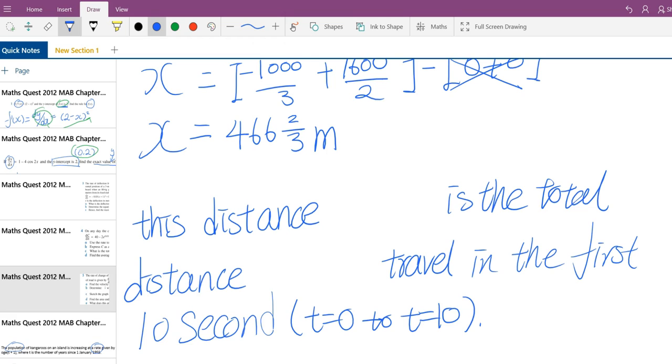Yep, so the mic, something went wrong. 10 seconds, so the distance is the total distance traveled in the first 10 second bracket from t equals 0 to t equal to 10. So that's what it means.